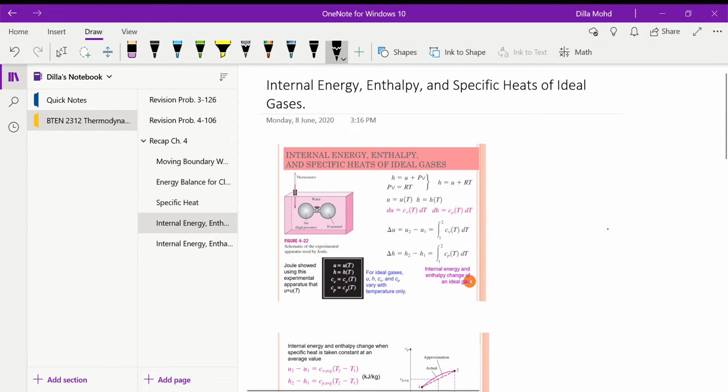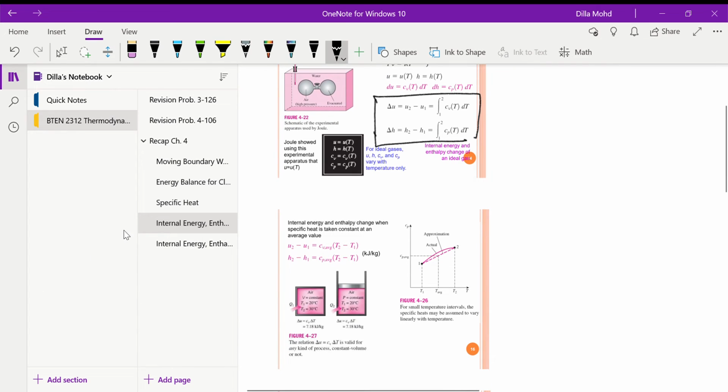So if you see here, the change in internal energy is equal to the integration of your specific heat at constant volume, and the change in enthalpy is equal to the integration of the specific heat at constant pressure.